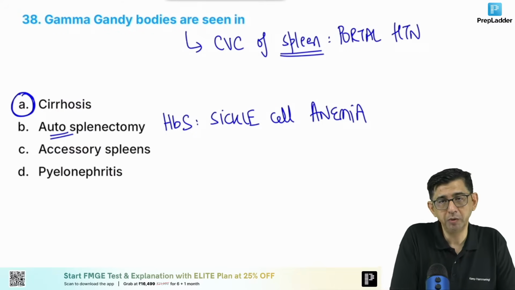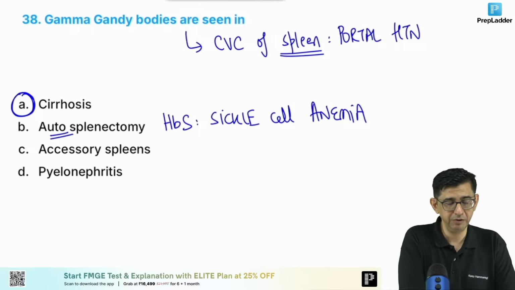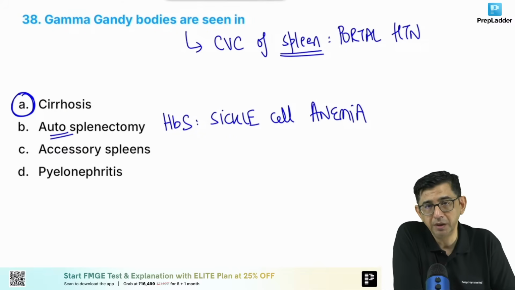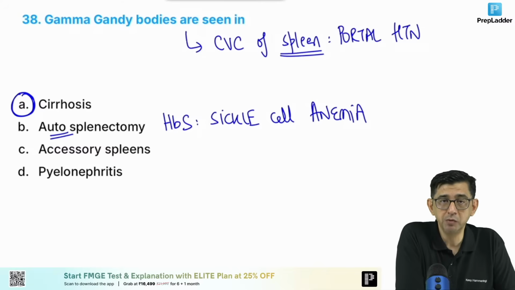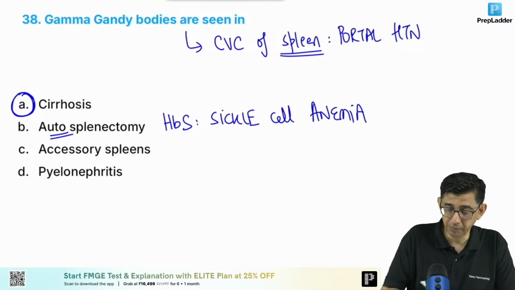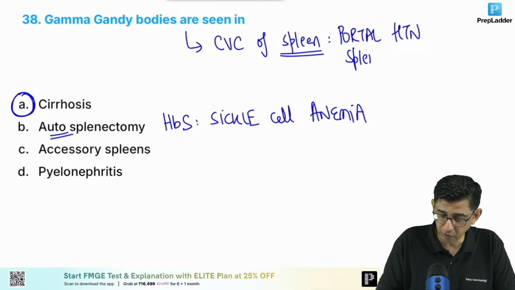And what is the cause of portal hypertension? It is cirrhosis of the liver, which is why the answer to this question is option A. Autosplenectomy is what you get with sickle cell anemia. It should be splenomegaly. Portal hypertension does not cause an autosplenectomy.